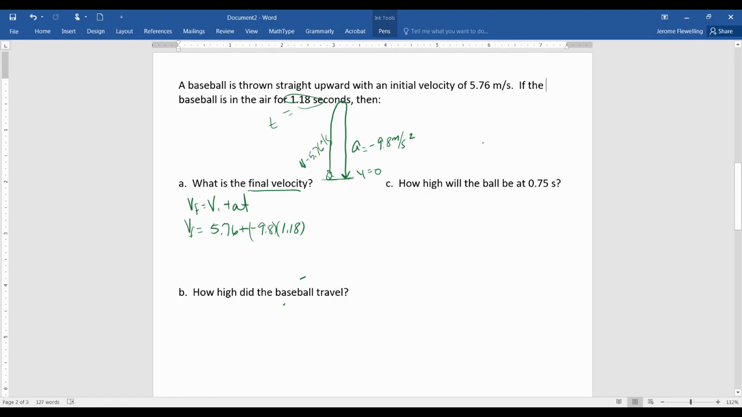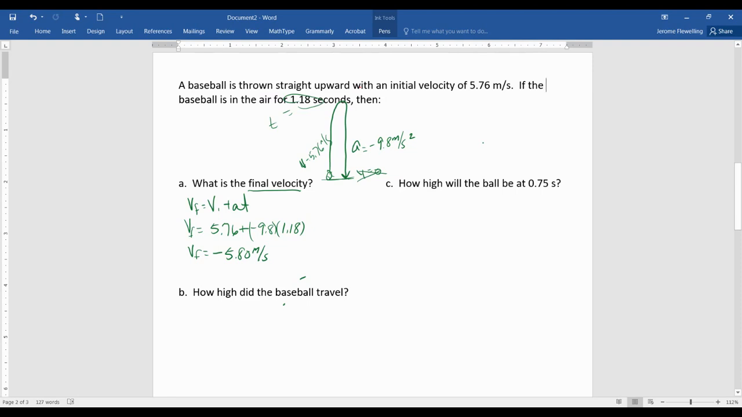So if I punch all that into my calculator, I'm going to get a final velocity of negative 5.80 meters per second. Notice that it's negative, telling me that it's coming down. Notice also that because this magnitude is really close to the initial velocity, it means that I pretty much caught it at about the same height, which means that this is not quite true, because if those were exactly the same, then that would be 0.